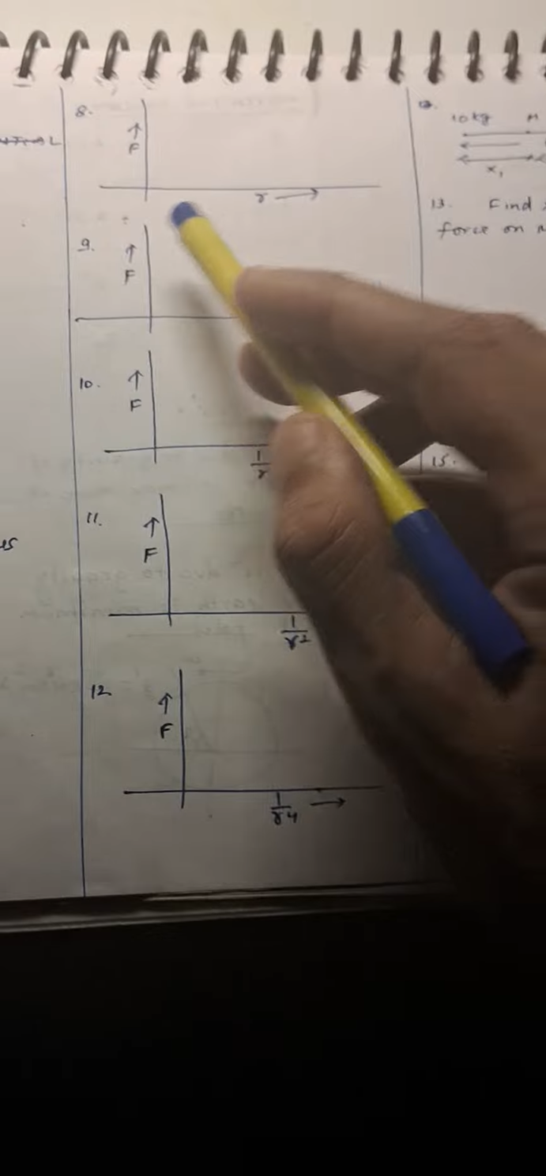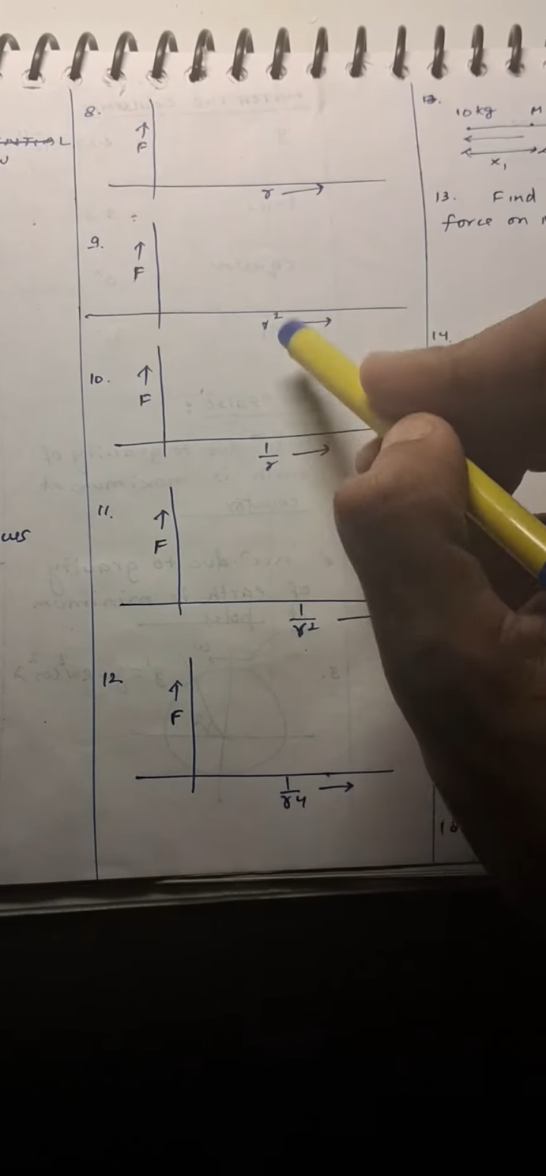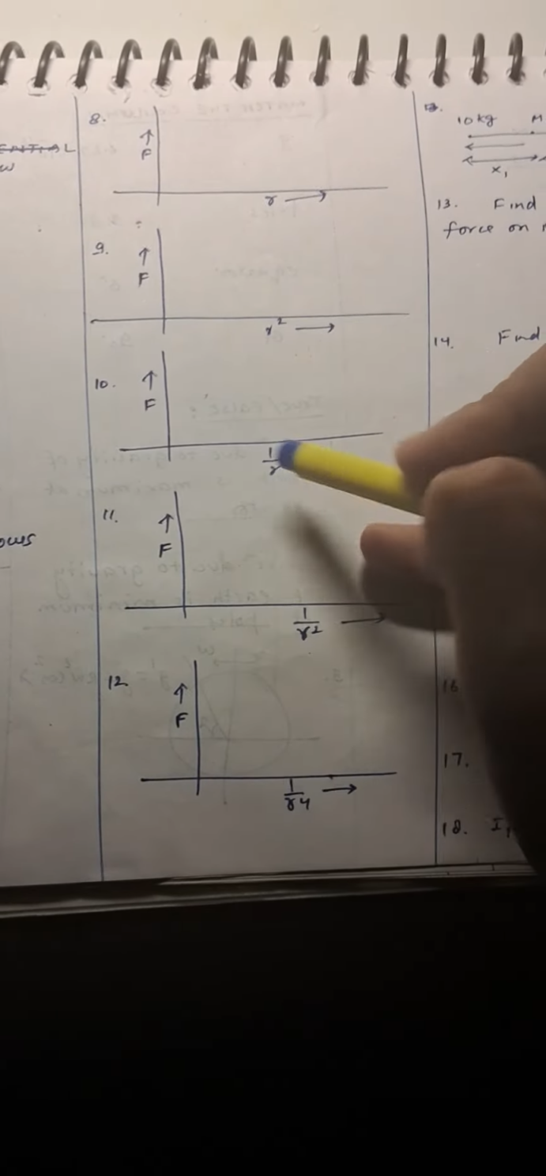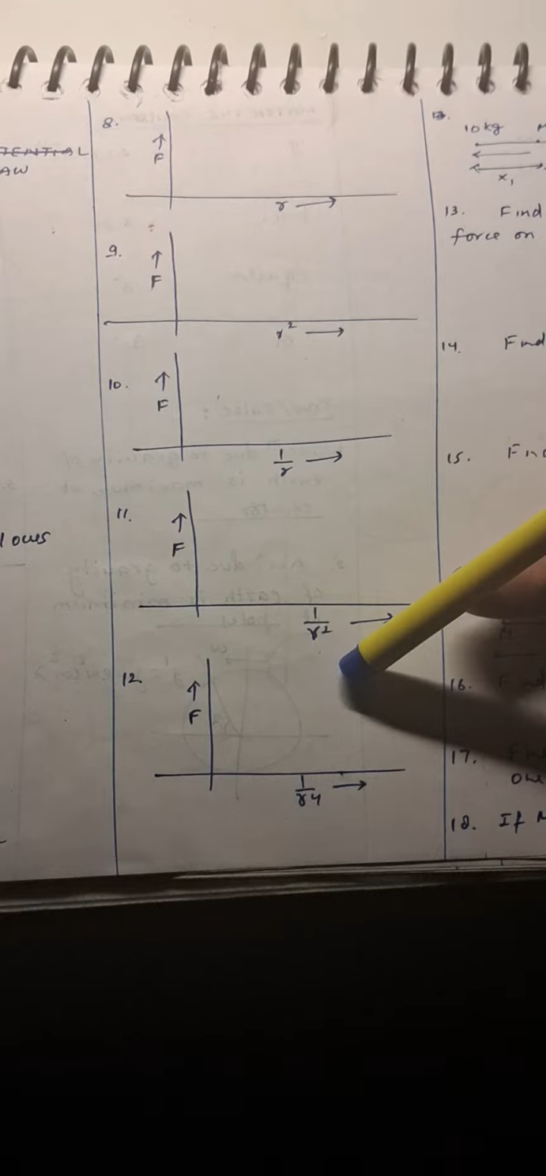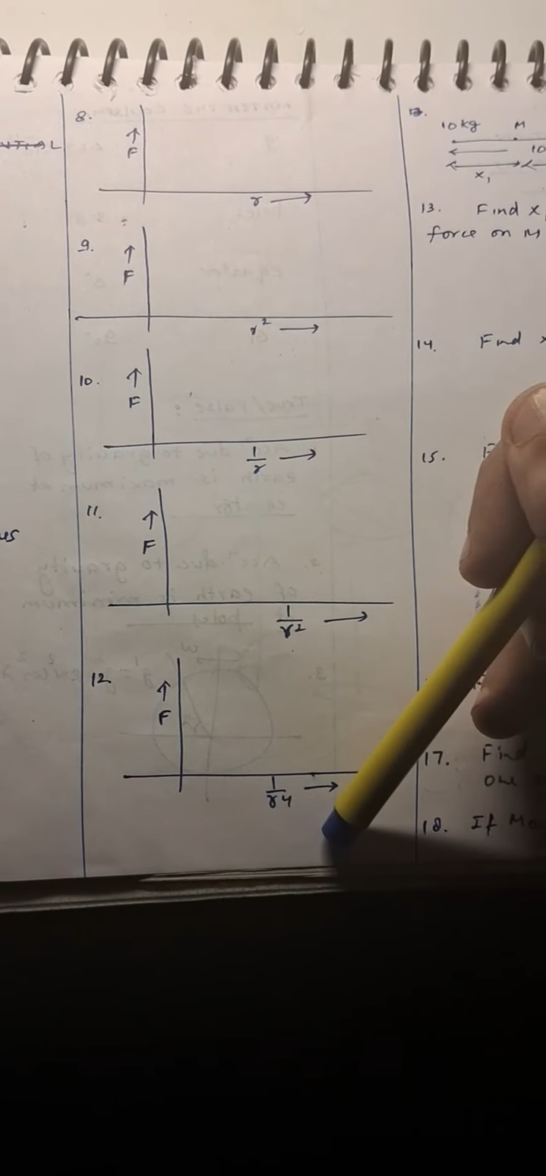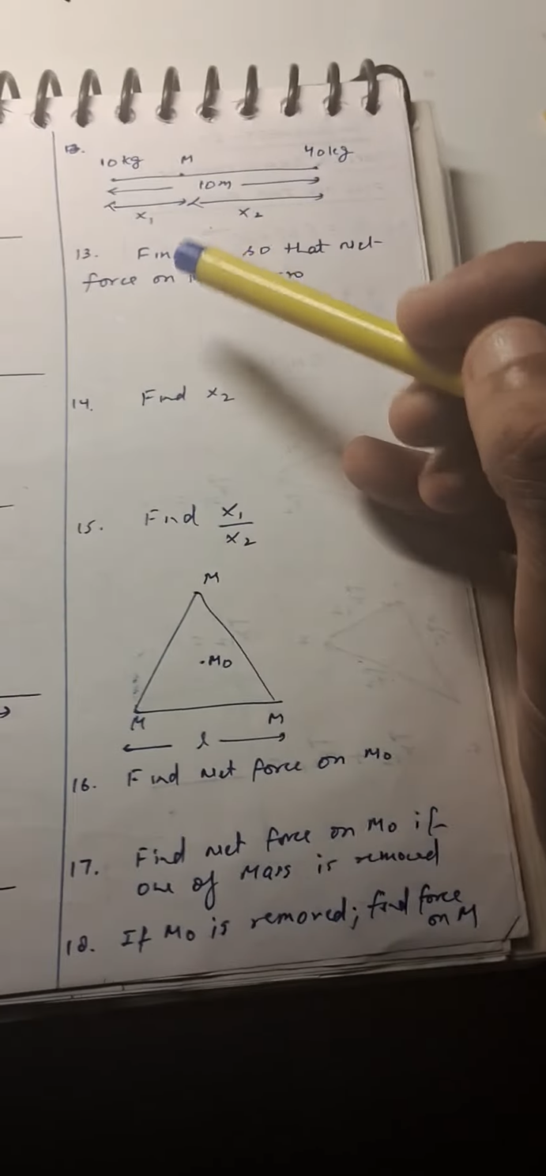Then there is a graph of F versus m1, then a graph of F versus m2, then a graph of F versus r, then a graph of F versus r square, then a graph of F versus 1 by r, then F versus 1 by r square, then F versus 1 by r4. Then we have a numerical question.